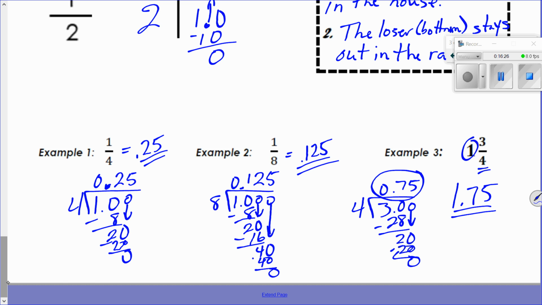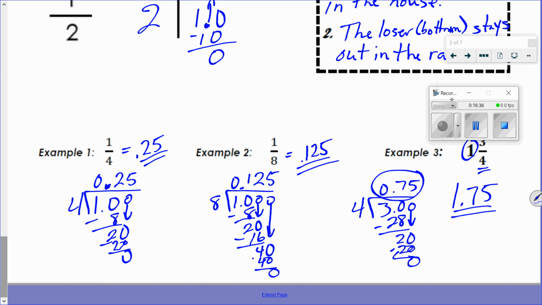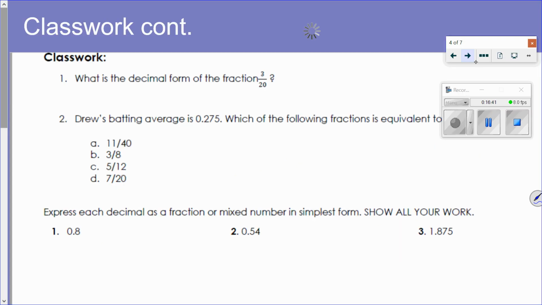Guys, any questions on changing either the... Quiet down. Any questions about changing decimal to fraction or fraction to decimal? I hope not, because we're going to give you a chance to practice this. So, unfortunately, we're down to about 8 minutes. So, instead of 15, you've got 8. Go ahead and go. Finish as many of these as you can.